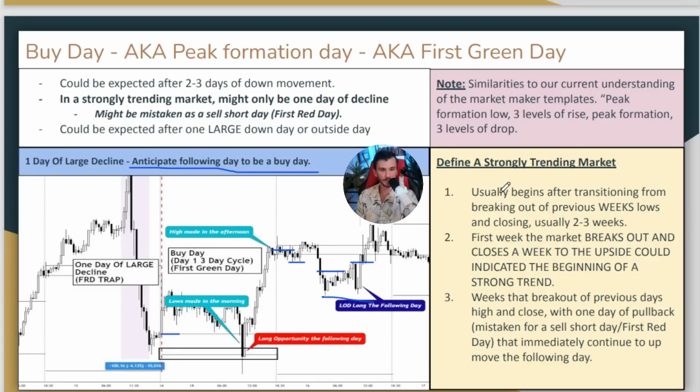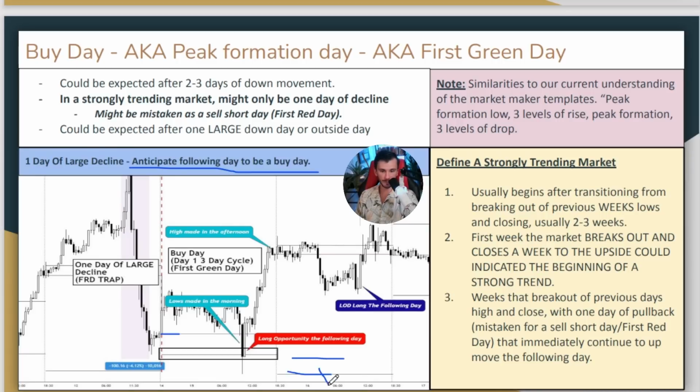Usually begins after transitioning from breakouts to the low of previous weeks. And we transition now back to breaking out on the other side. So if we have, let's say, a market that is breaking out to the downside, previous week's lows are being broken, they're closing outside of those ranges, and then you get maybe a week of consolidation, or sometimes it won't even give you that week of consolidation.